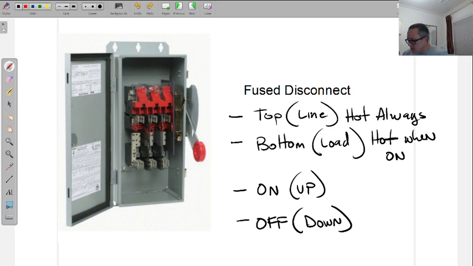Oh, 1 second. I got a little cockroach that is joining me. I'll get him in a second.